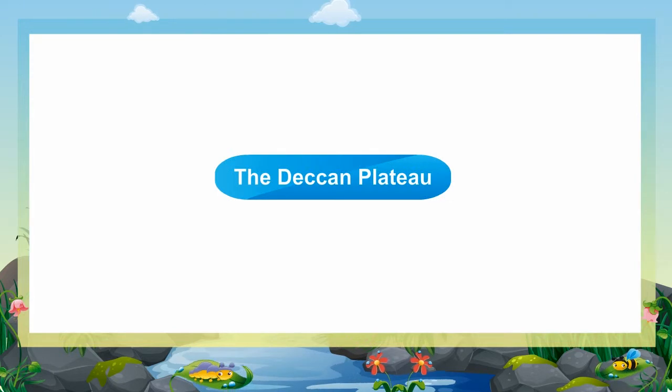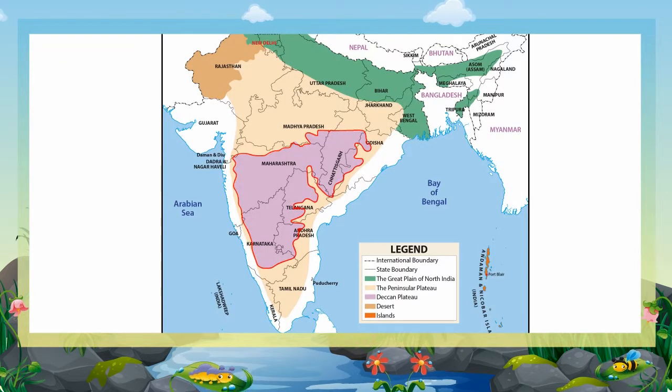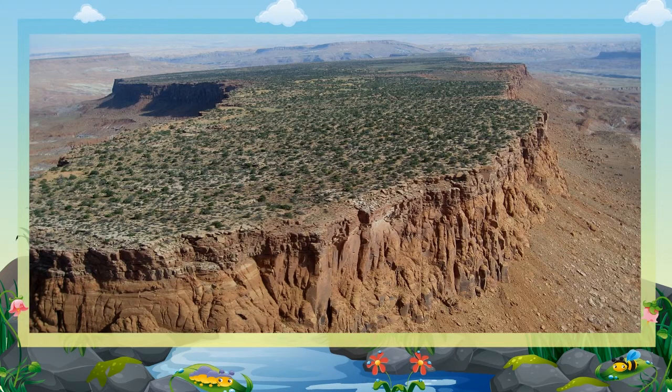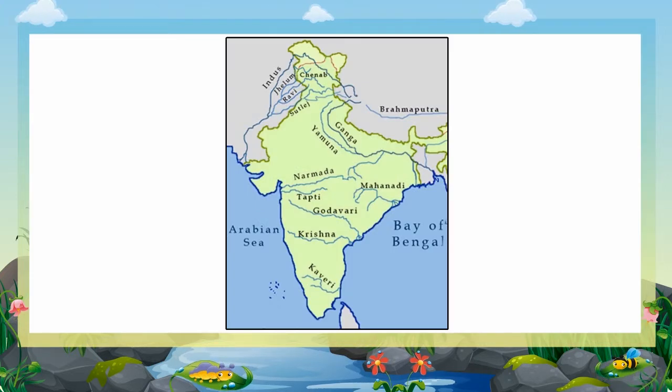The Deccan Plateau. To the south of the northern plains and in the Indian Peninsula lies the Deccan Plateau. The southern plateaus cover the largest part of our country. The top of the plateau is flat like a table. The major rivers of the southern plateau are the Krishna, the Kaveri, the Godavari and the Mahanadi. These rivers get their water from rain and mostly have very little water in summer.